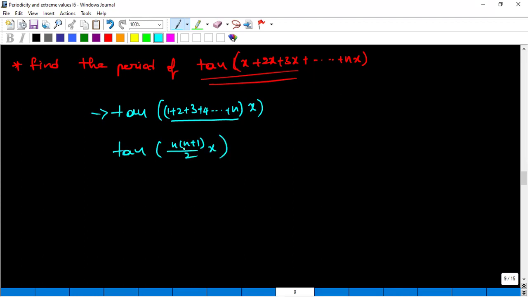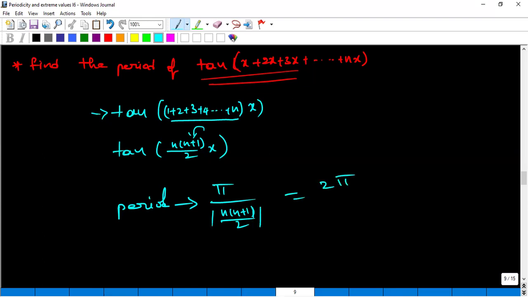Okay, what is the coefficient of x now? n into n plus 1 by 2. Then what is the period for this particular function? The period is, I am going to write, pi divided by, inside the mod, n into n plus 1 divided by 2, which is nothing but 2 pi by n into n plus 1. This is how we will find the solution.